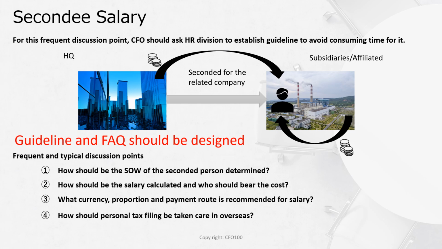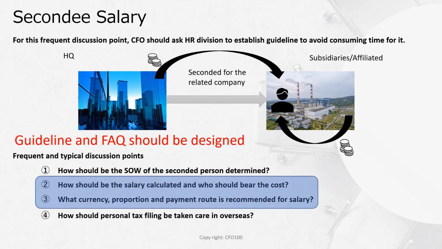In that guideline, you should cover the answers for those typical questions. Especially number 2 and number 3 are important points to avoid any tax and financial risks. So you should focus on those 2 points as priority.